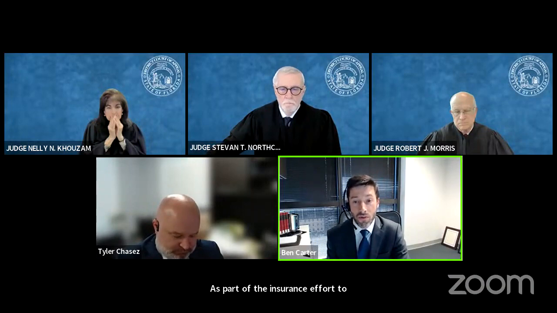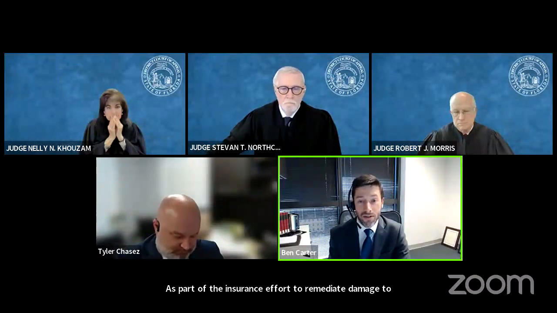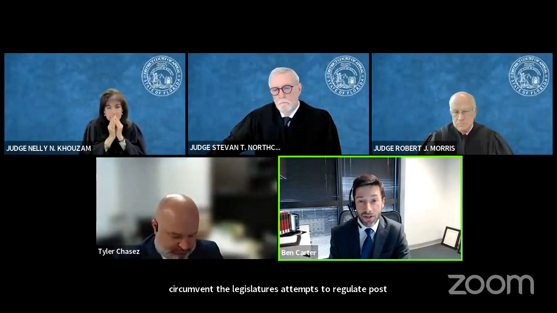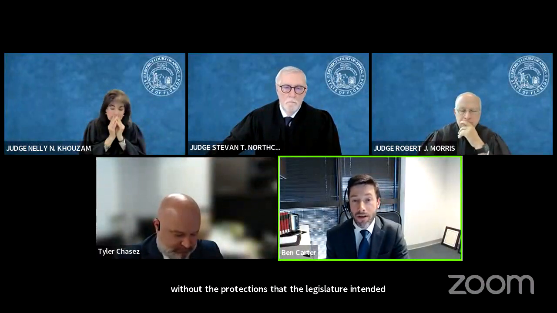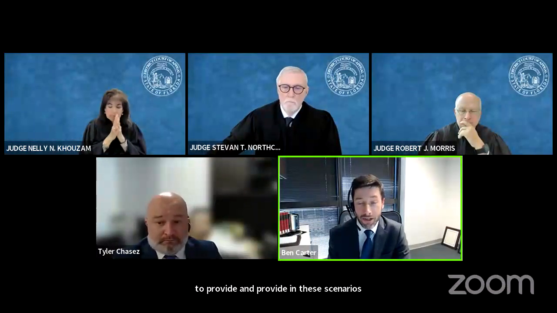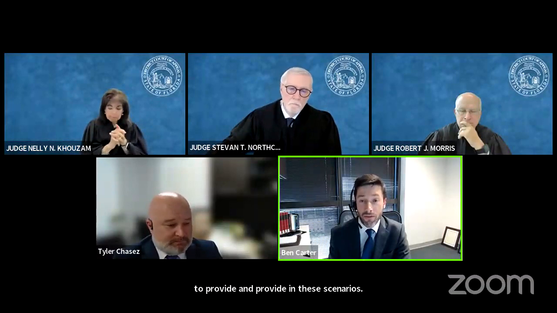To hold otherwise would permit HICA to circumvent the legislature's attempt to regulate post-loss assignments of benefits and leave the insured without the protections that the legislature intended to provide in these scenarios. Accordingly, American Integrity respectfully requests that the court affirm the order on appeal.